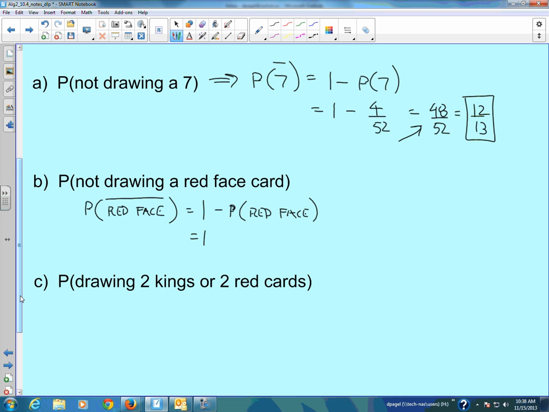There are 12 face cards total in a deck of cards. 6 of those are red though, diamonds and hearts. So I'd have a 6 out of 52, or a 46 out of 52 chance, which becomes 23 out of 26. That is the probability of not drawing a red face card.